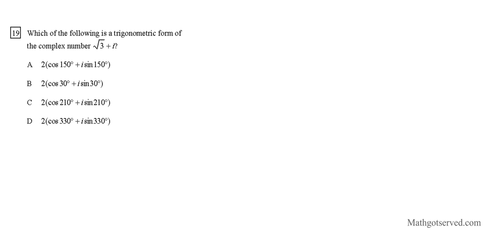All right, let's move on to the next question. 19 says, which of the following is a trigonometric form of the complex number square root of 3 plus i. So we're going to change this complex number in a plus bi form to trigonometric or polar form. In order to do that, let's write down what the polar form is. A trigonometric form is basically r cosine theta plus i sine theta. So we need to find r and theta. If I can find r and theta, then I'll just substitute the values into this formula, and that will be the trigonometric or polar form of this complex number.